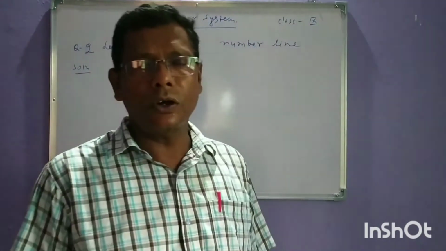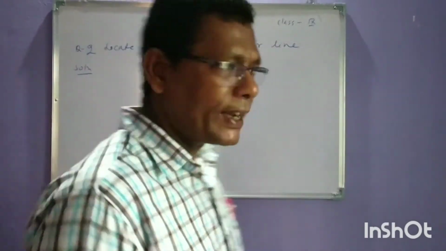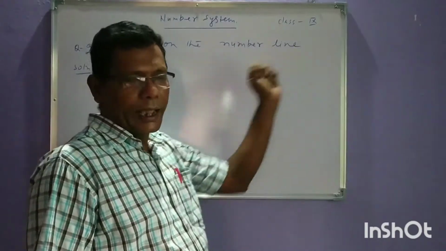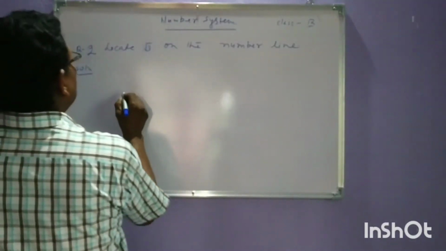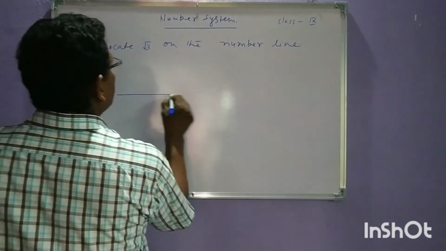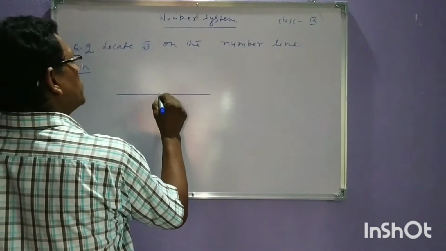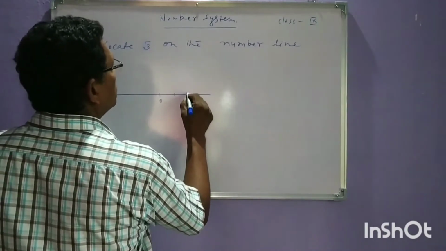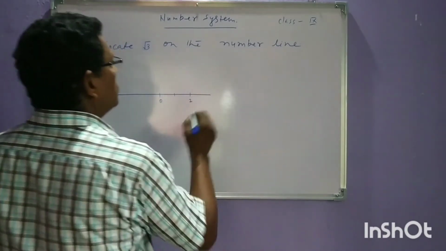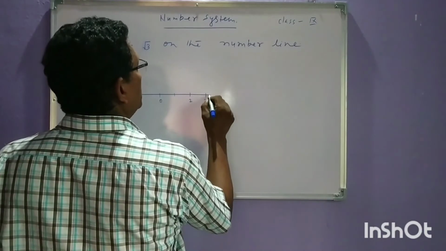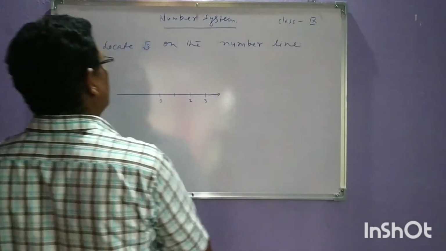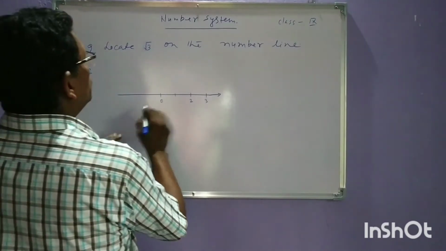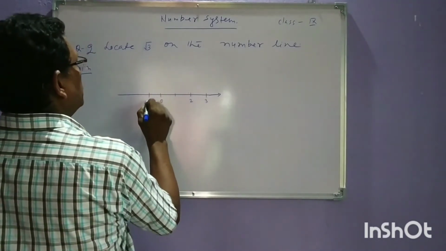Now, moving on to the second question. Second question says, locate root 3 on the number line. So for this, first we construct a number line. This is 0, 1, 2, 3 and so on. First of all, we will find out root 2 on the number line.